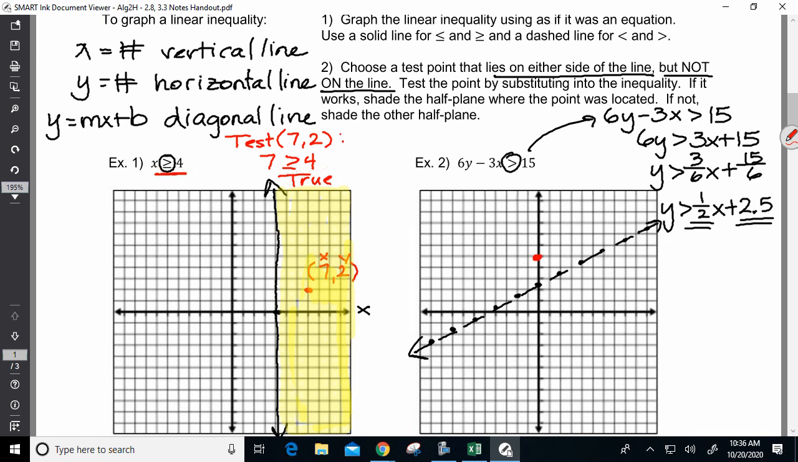Choose that point right there. 1, 2, 3, 4, 5, so that's 0, 5. Yes, the point that you pick is purely arbitrary. You're selecting the point.